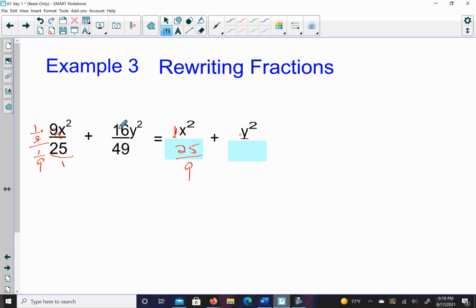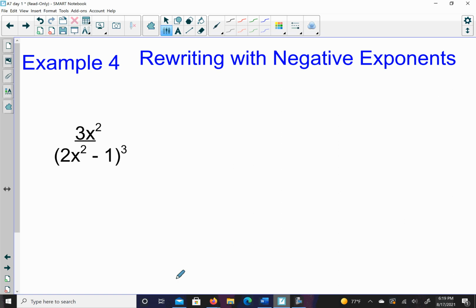When I'm looking at this one, I'm going to do the same thing. I'm going to multiply by 1/16 over 1/16, and this will end up being 49 over 16. And that would be my final answer for rewriting those fractions. Number 4, I want to rewrite with negative exponents.